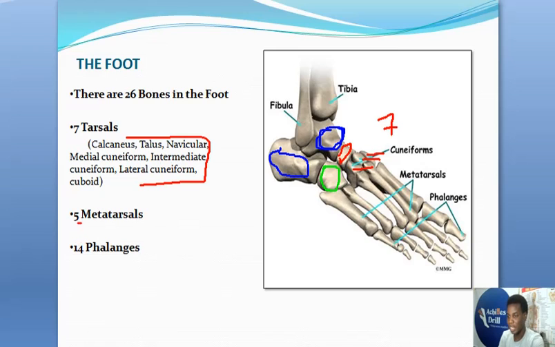And then metatarsals. The metatarsals are right here. Here is one metatarsal. We have 5 of them. Another one, and another one. And then we have 14 phalanges.